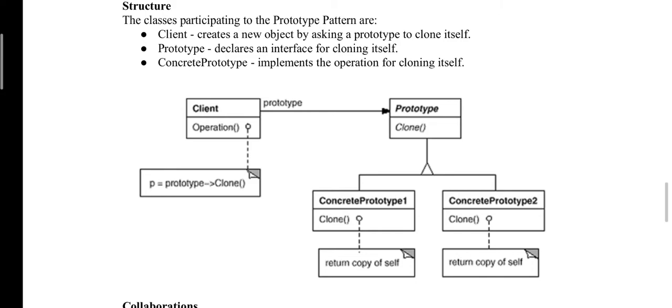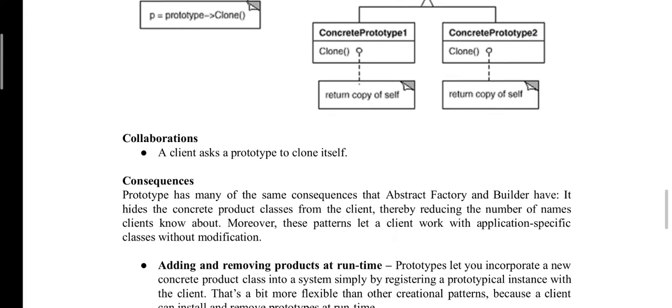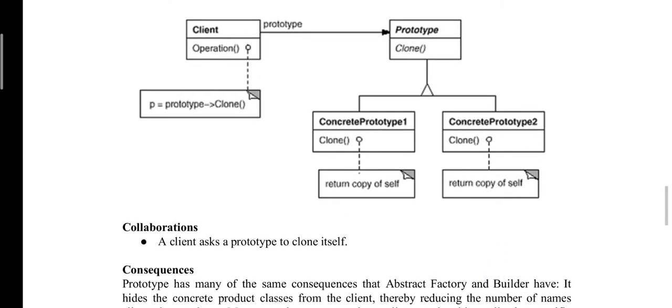Then the next one is the concrete prototype class, which implements the operation for cloning itself. The prototype class only declares the interface for cloning itself, whereas the concrete prototype actually implements that cloning process. The next is the collaboration. Who collaborates with whom? A client asks the prototype to clone itself. That means there is a collaboration between the client class and the prototype class. When the client class creates a new object, it asks the prototype for cloning itself.